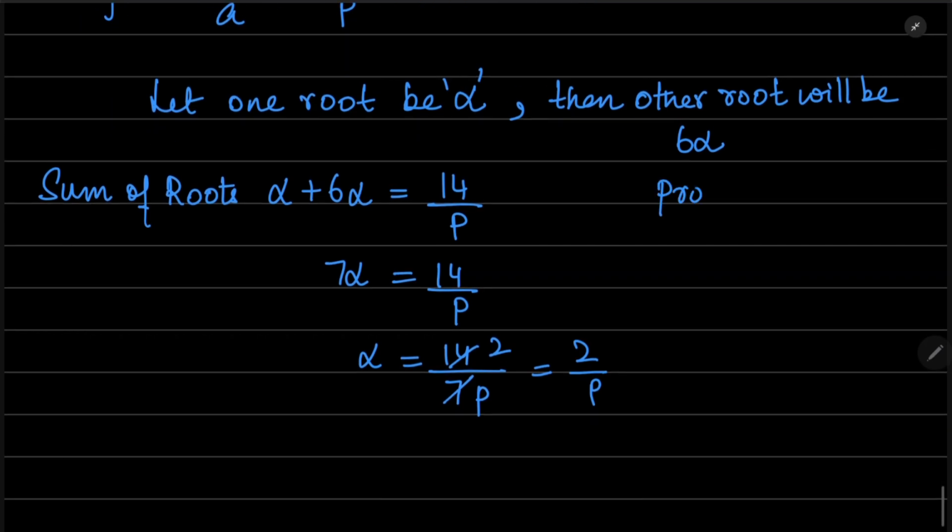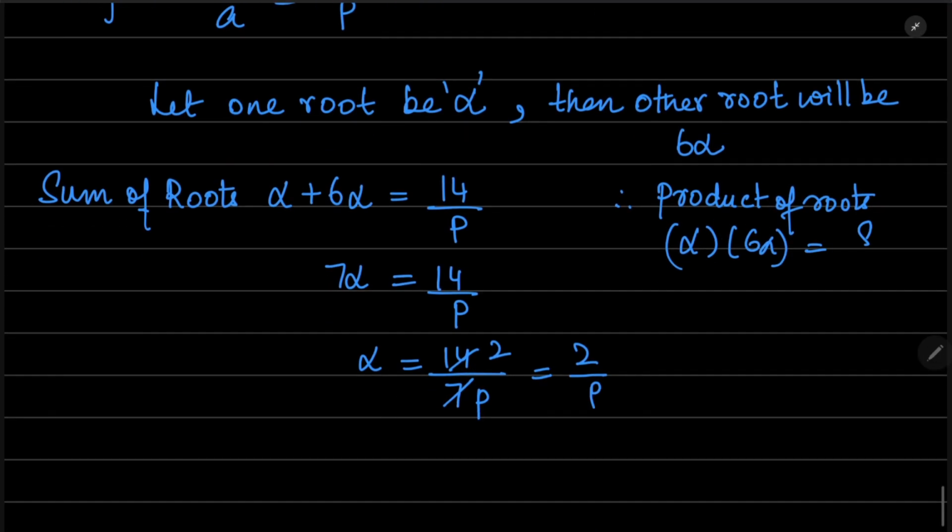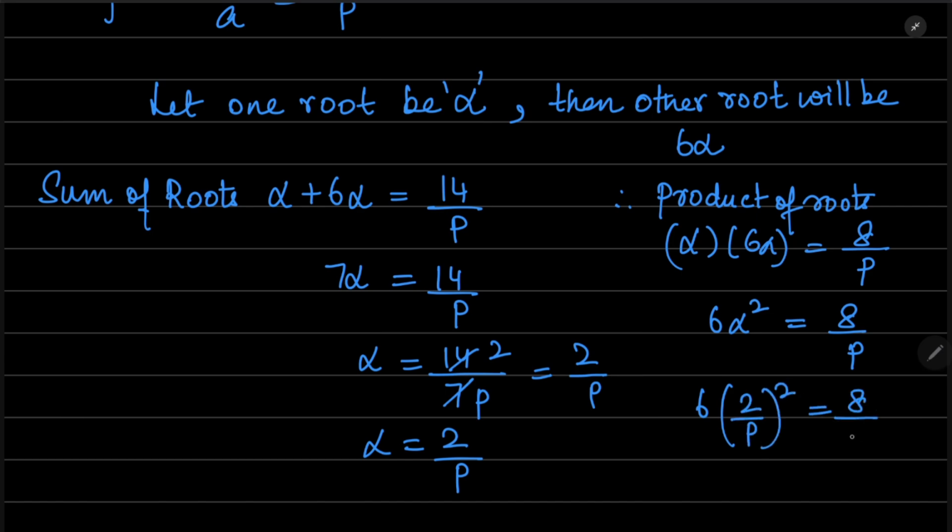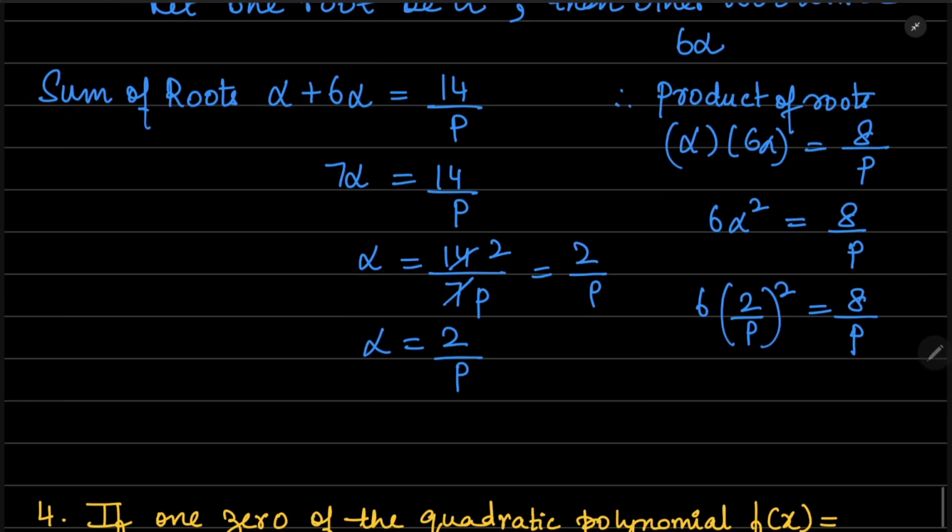Let's find out the product of the roots. So the product of the roots will be alpha multiplied by 6 alpha equal to c by a. What is c by a? 8 by p. So 6 alpha square is equal to 8 by p. What is alpha that you have got here? 2 by p. So 6 into alpha square will be 2 by p the whole square equal to 8 by p. Okay. So what do you get here?